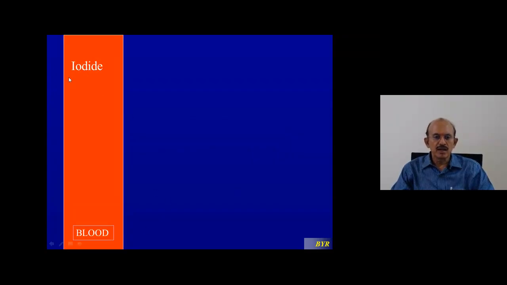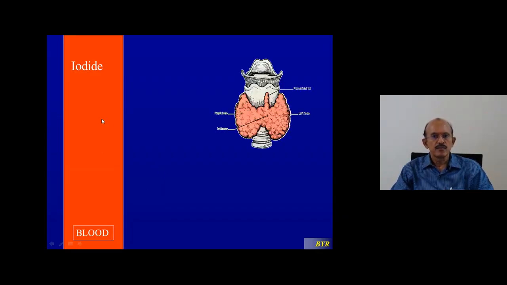The iodide circulating in the blood comes into the blood through the gut, through the swallowed water. So iodide actually comes to the human body through drinking water and through some foodstuffs. And the most common source is only from the drinking water. From the gut, it gets absorbed into the bloodstream. Then it is circulating in the blood.